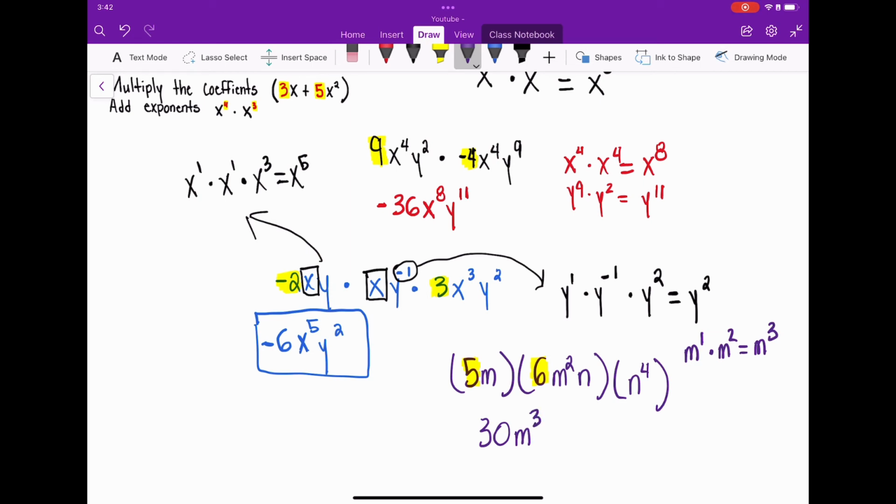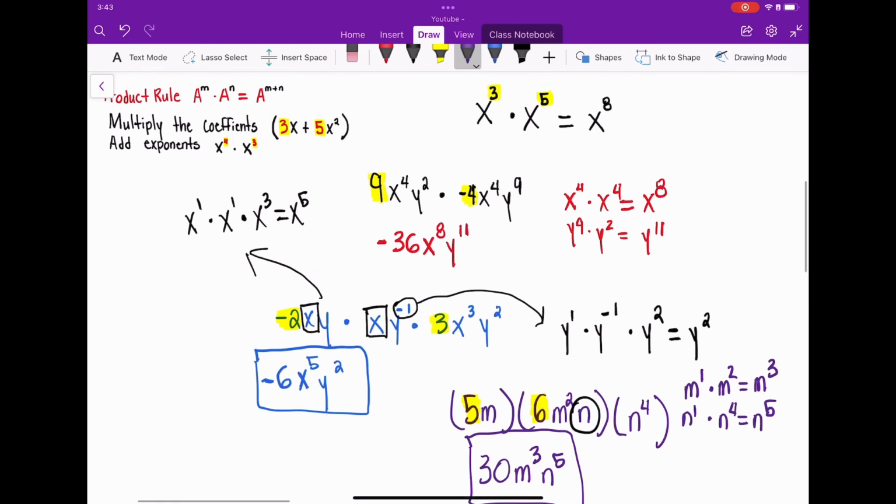And then now we have to not forget to go back and do the same thing for n. So when we look at n, right, there is no exponent over this n. Don't forget, it's just 1. So we have n to the first power times n to the fourth power, and we'll get n to the fifth power. So when we simplify this final answer, we're going to get 30m to the third n to the fifth power. So when we're talking about the product rule, guys, just remember, we're adding our exponents, and we're going to do that by multiplying the coefficients first, then adding our exponents.